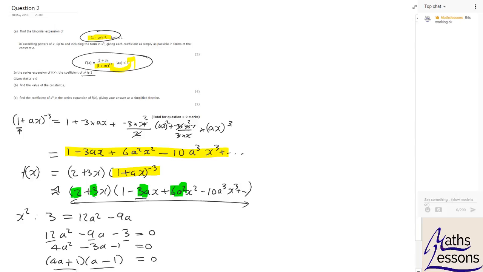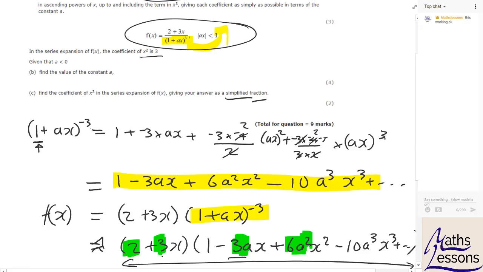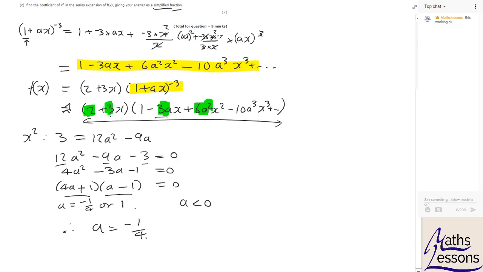Now the next part of the question asks us to find the coefficient of x cubed in our series expansion, giving your answer as a simplified fraction. So we're going to have to work in fractions. And if you've got a calculator that works in fractions, then life will be easy. So let's just do the x cubed bit. So the coefficient of x cubed is going to equal, I'm just going to circle this, we're going to have the 3x times the x squared bit to get an x cubed, and we're going to have the 2 times the 10a cubed to get us our x cubed bit.